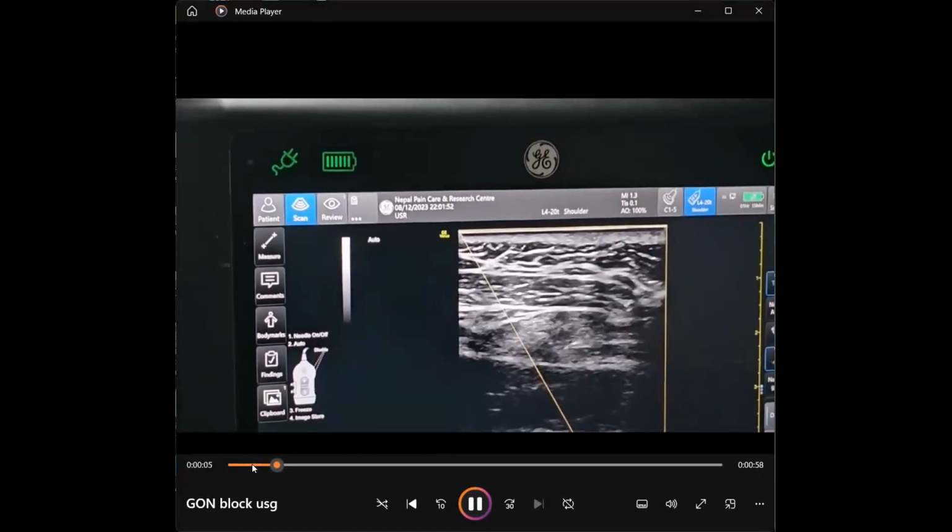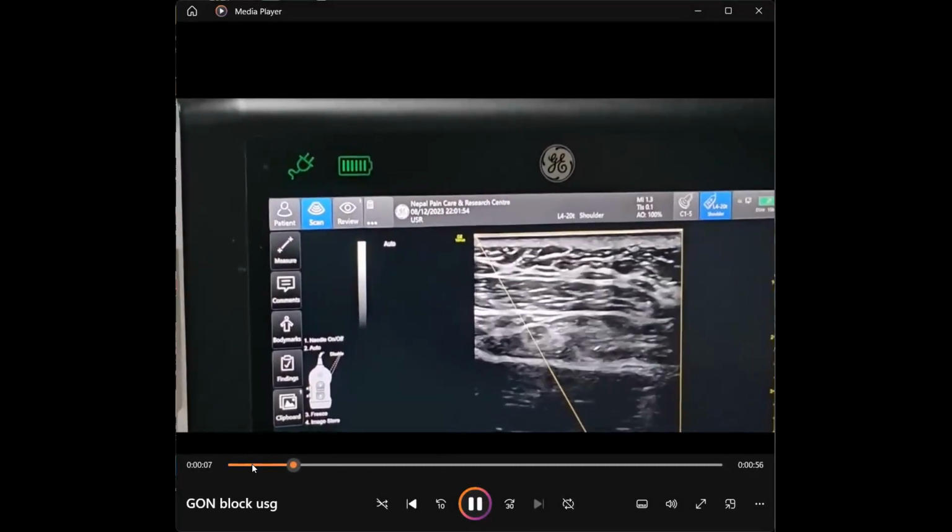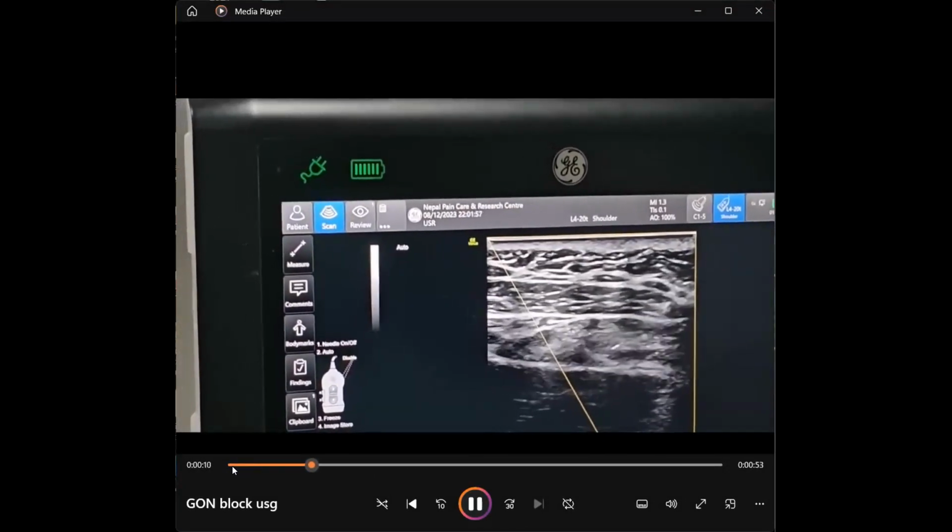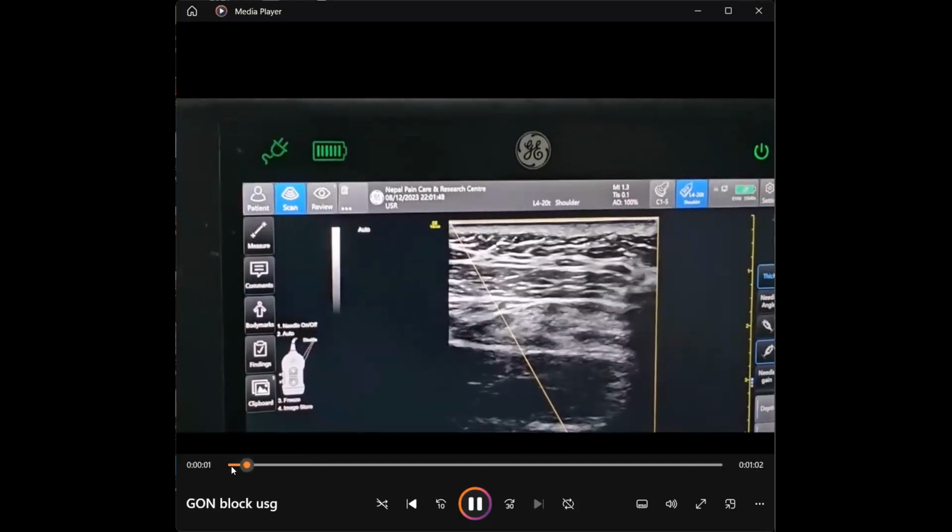Yes, sir. Is PRP also indicated in osteoarthritis of the shoulder joint? Yes, we can. That is one of the indications.